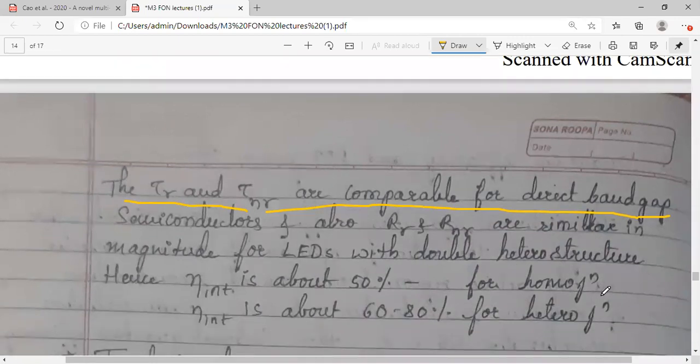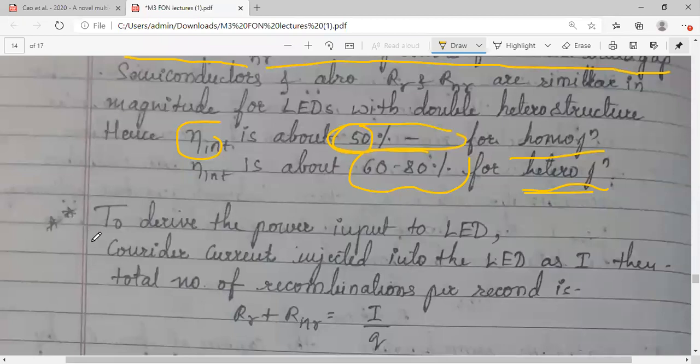So we have two different junctions, right? Homojunction and heterojunction LEDs. In case of homojunction, the internal quantum efficiency is only 50%. So this is the disadvantage of the LED. Most of the researchers are trying to work on this to improve the internal quantum efficiency. In case of heterostructure, we have achieved an efficiency of around 60 to 80%. So this is about the internal quantum efficiency.